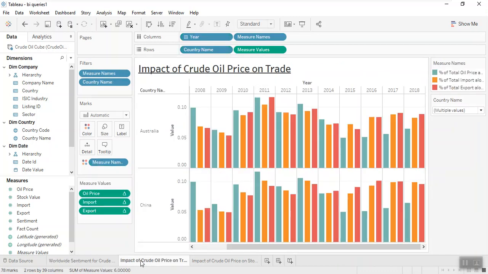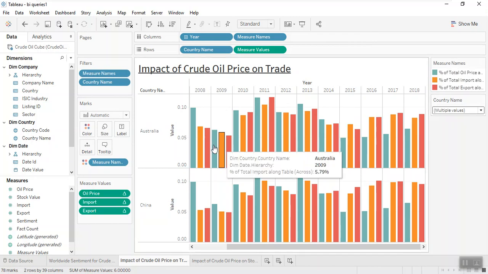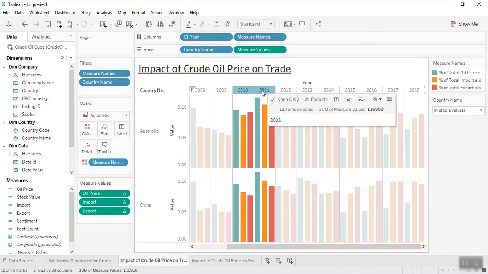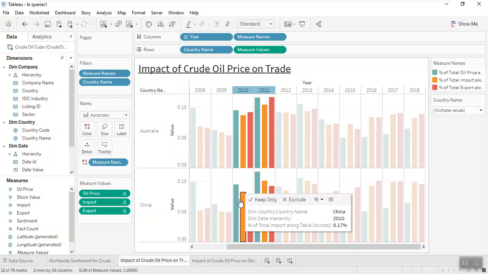Moving on to my second BI query, which is impact of crude oil on trade, we can select as many countries as we want, but for time being I have selected Australia and China for analysis. So we can see that in the year 2010 and 2011, when the crude oil prices were high, Australian exports were relatively higher than their imports. On the other hand, China, which is a major importer of crude oil, has higher imports than their exports.